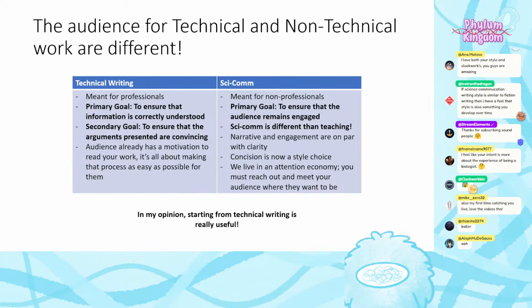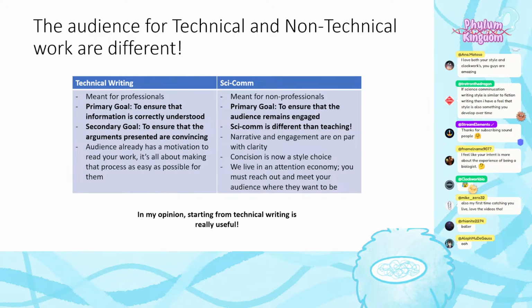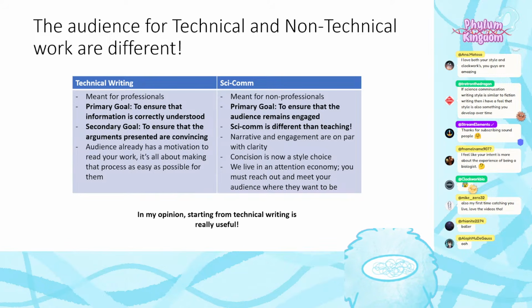My previous job, I was a teacher, but on YouTube, I am not your teacher, because for sci-comm, narrative and engagement are on par with clarity. They're all equally important. And concision, as in the ability to say a few words and mean a lot, is now a stylistic choice, right?